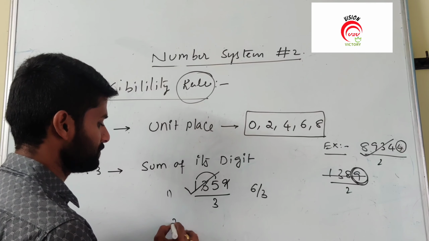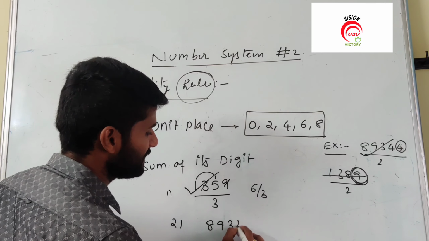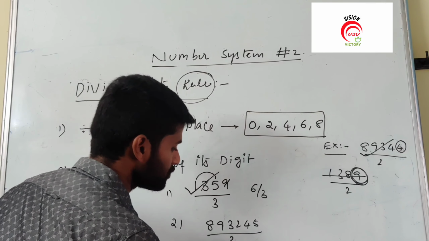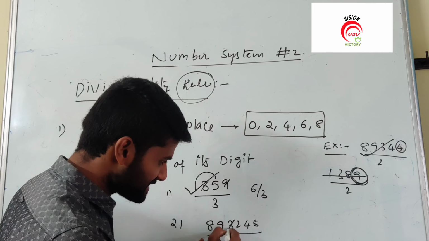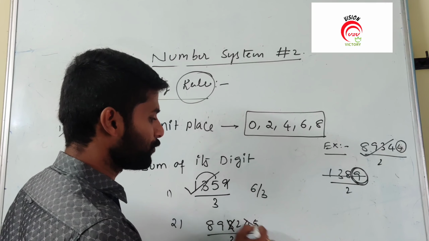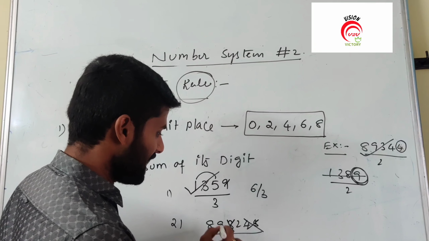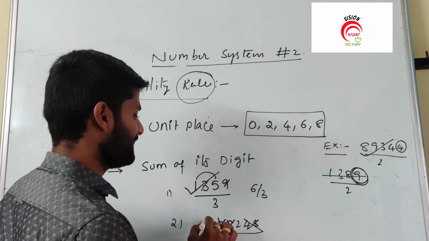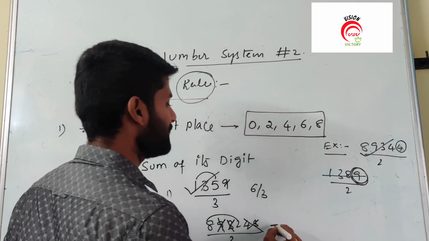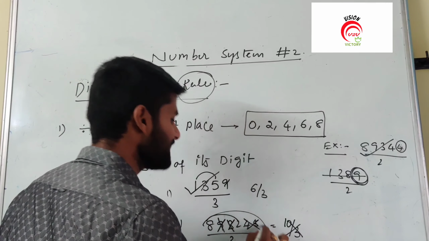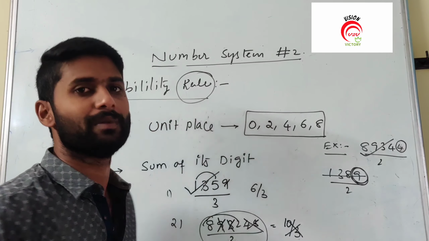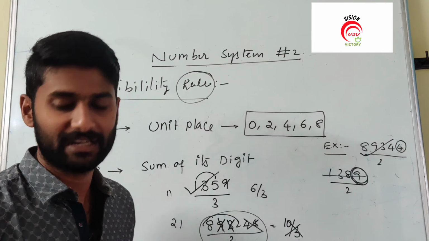Okay, we'll go to one more example. Is 893245 divisible by 3 or not? Same, focus on the addition of digits. First just leave the 3, and 5 plus 4 is 9. Again it is divisible by 3. And 9 is divisible by 3, and finally we have 8 plus 2, which means 10. If 10 is not divisible by 3, it means the entire number is not divisible by 3. So that is what the property says.